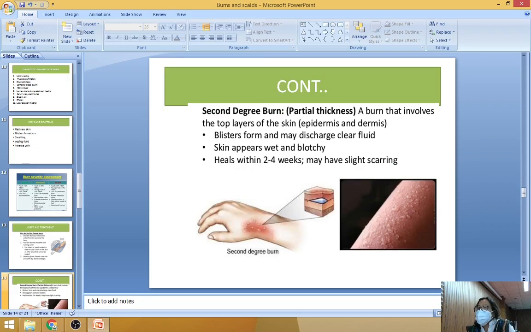Second degree burn, partial thickness, a burn that involves the top layers of the skin. It forms blisters and may discharge clear fluid. Skin appears wet, blotchy, heals within 2 to 4 weeks, and may have slight scarring.